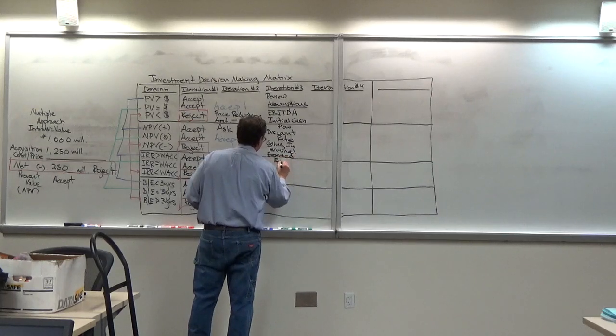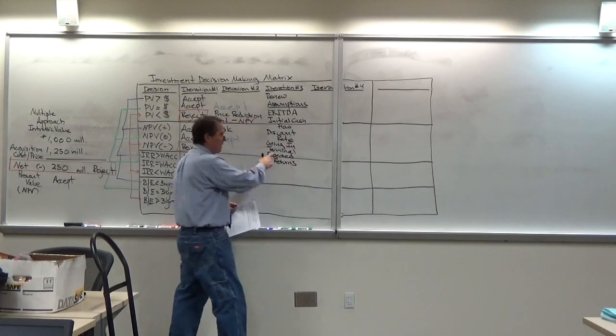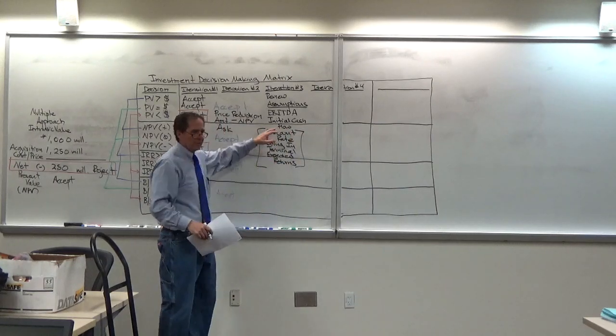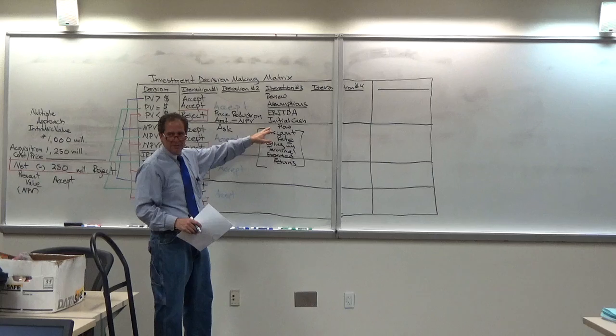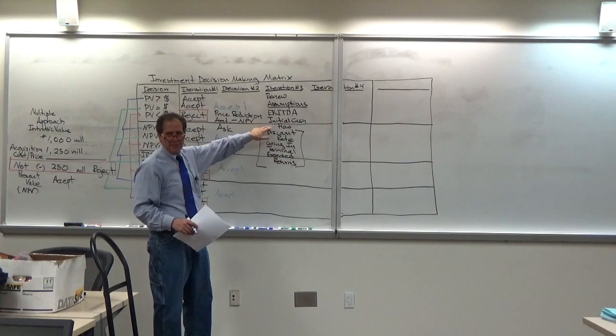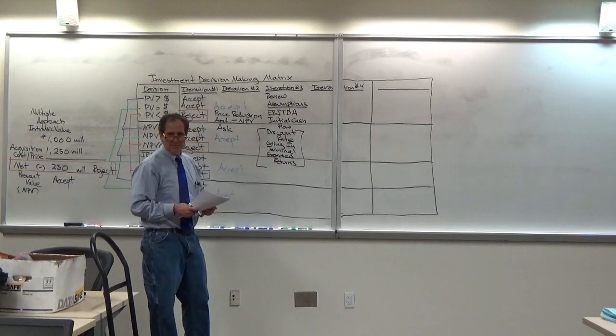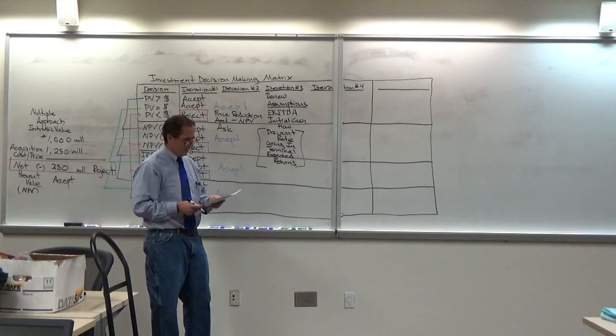Expected returns. So we overestimated the discount rate. Did we over or underestimate the initial cash flow? Underestimated it, got it. What else? What are some of the other assumptions? They're right there.